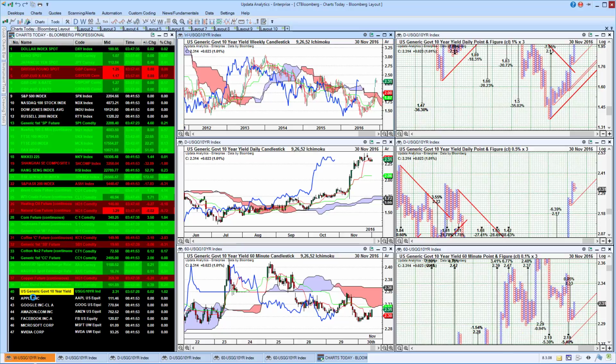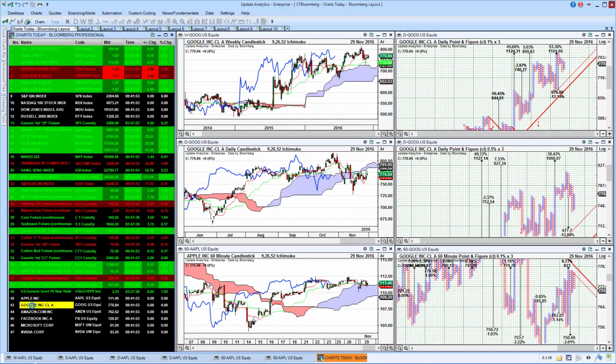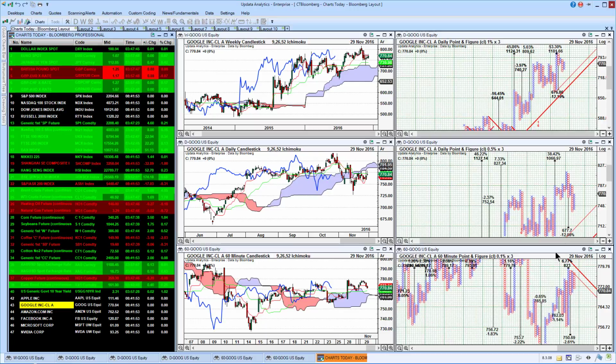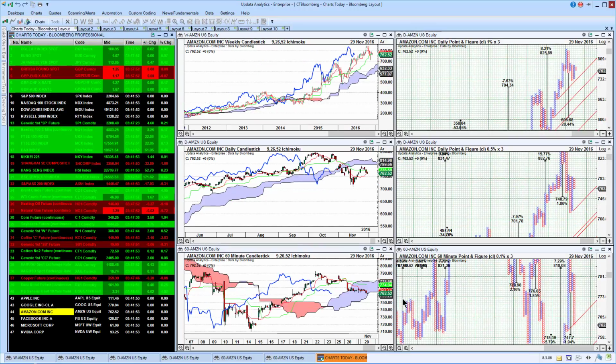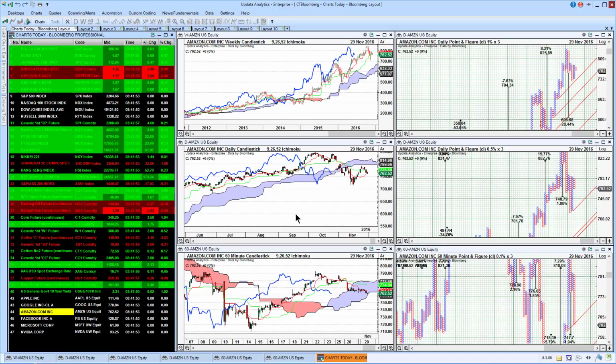If we take a look at some of the US tech stocks, Apple now bullish, no clear upside targets. Google now bullish also, no really clear upside targets again, but bullish on all time frames. Amazon, all these charts now starting to turn bullish, not quite as bullish as the other ones. We've still got a downside potential here, and it's a bit worrying on the daily cloud chart.